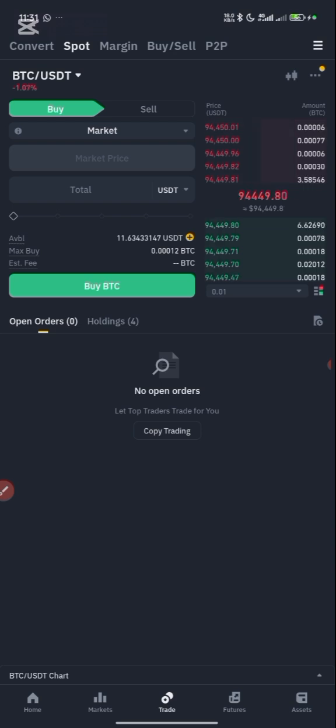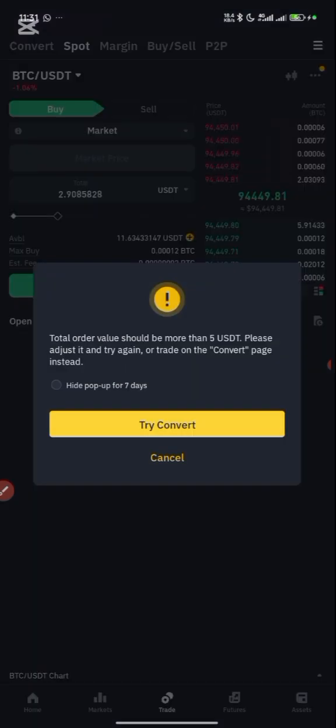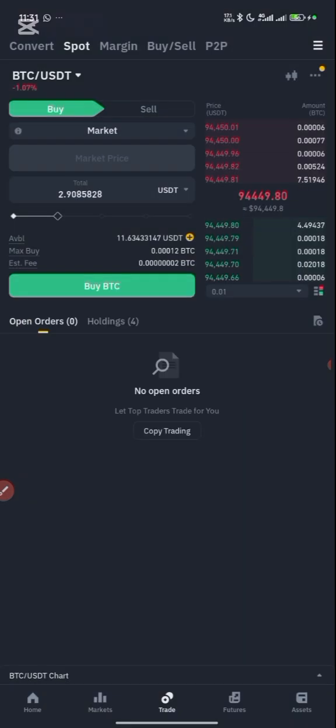So let's try it now. Let's say I'm buying with 25% of my account balance. That's $2.9. So I want to buy $2.9 amount of BTC. You see, total order value should be more than 5 USDT. So you can only buy with above 5 USDT. So let's say I'm buying with above 5 USDT now. Let's buy with maybe $8.7.